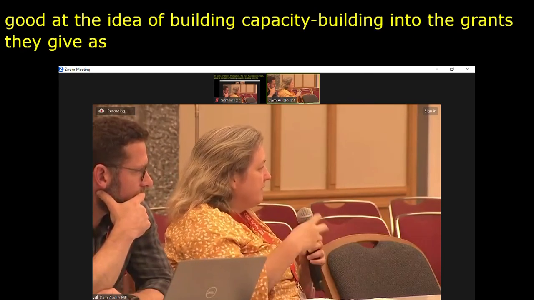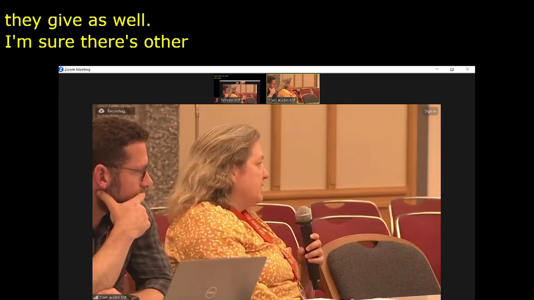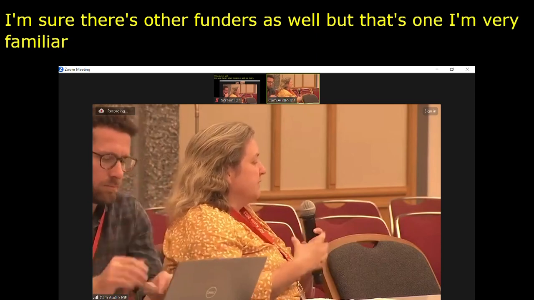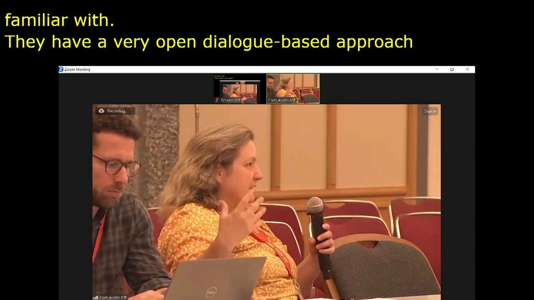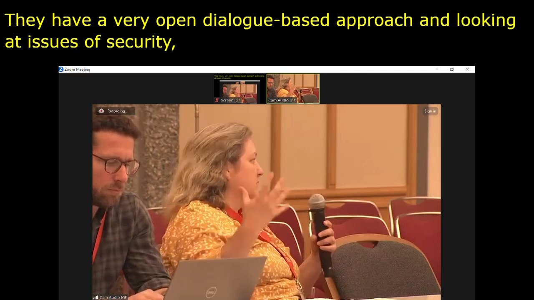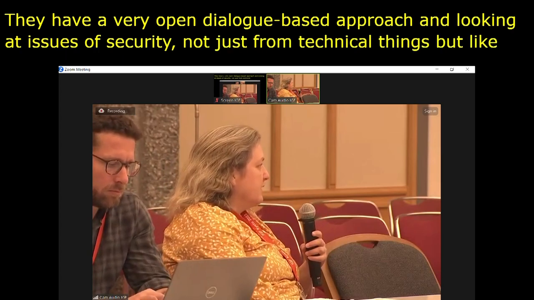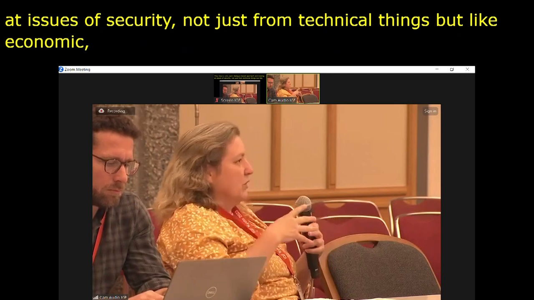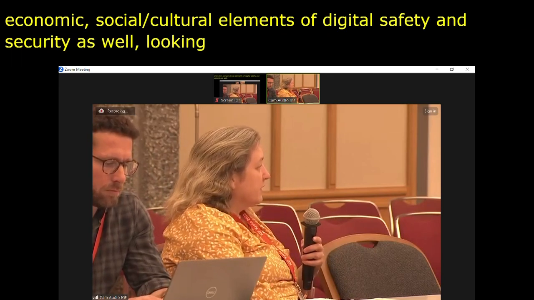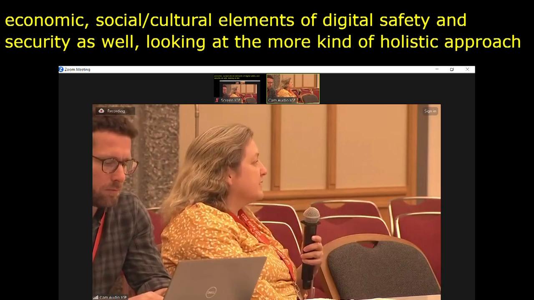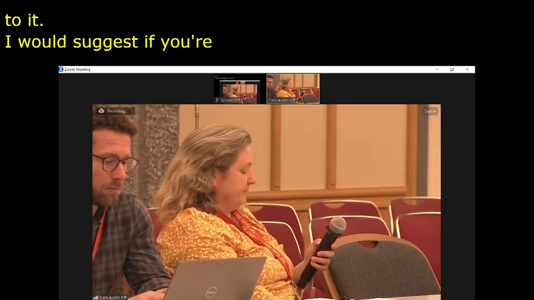They have a very open, dialogue-based approach and are more expansive in terms of looking at issues of security, not just technical things, but economic, social, and cultural elements of digital security and safety as well, a more holistic approach to it. So if you're looking for another donor to speak to on some of their practices, they've been very good. Thank you.